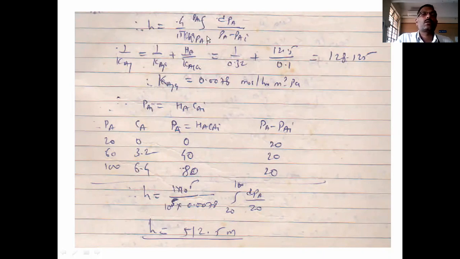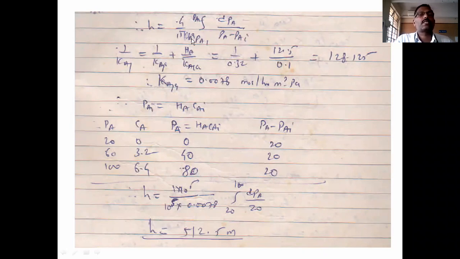PA1 is 20 and PA2 is 100, integration of dP upon PA minus PI. Here PA is the partial pressure in the bulk of the gas, and PI is the partial pressure of the impurity at the interface, between the gas stream and liquid stream. So how do we calculate this PAI? We use the equation.